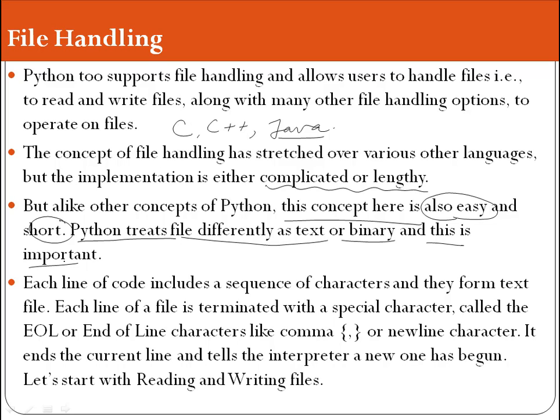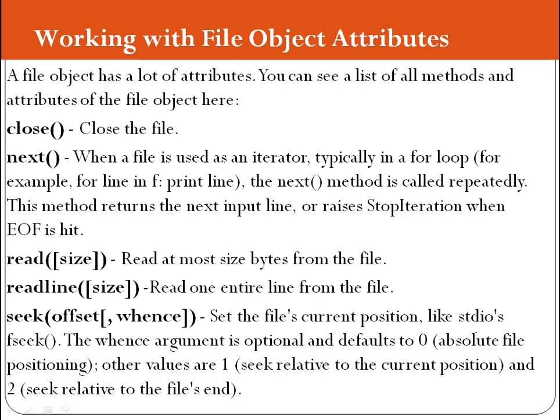Each line of code includes a sequence of characters and they form a text file. So when you are talking about a text file, we know that a sequence of characters is there. And each line of a file is terminated with a special character, and that special character is the end of line character, like we can have a comma or a new line character. So it ends the current line and tells the interpreter that a new line has begun. So let's start with the concepts.